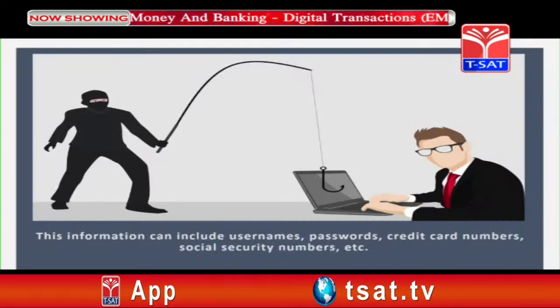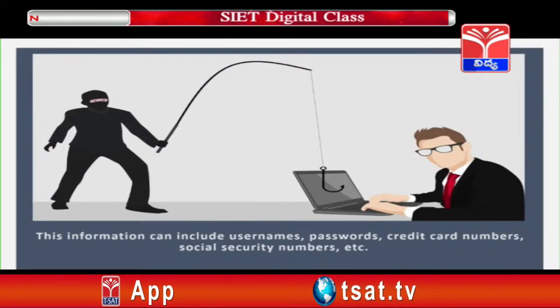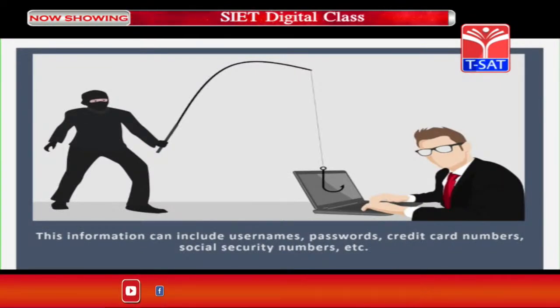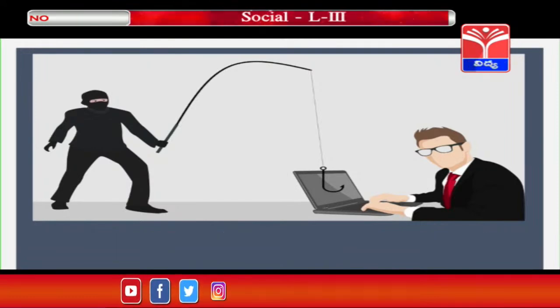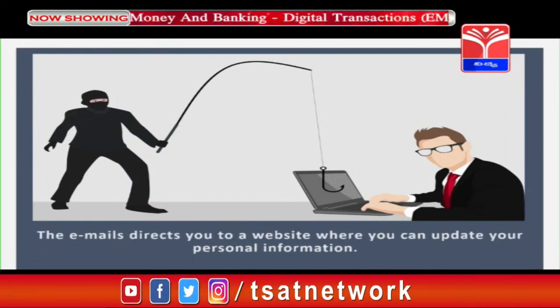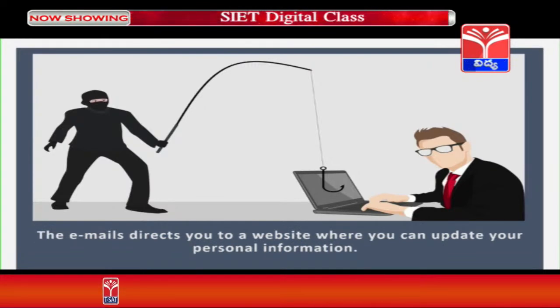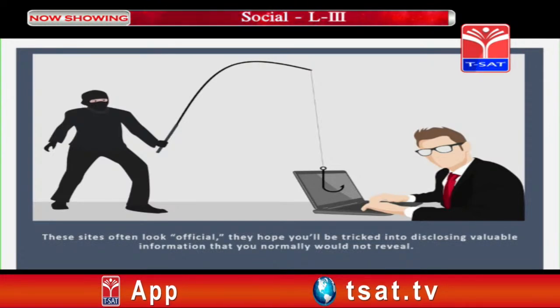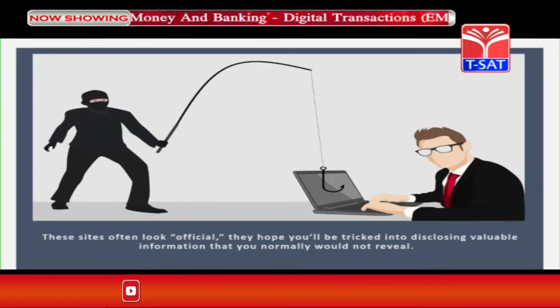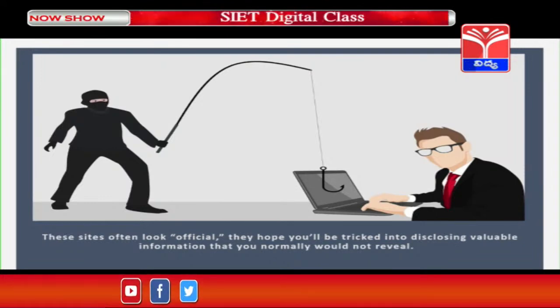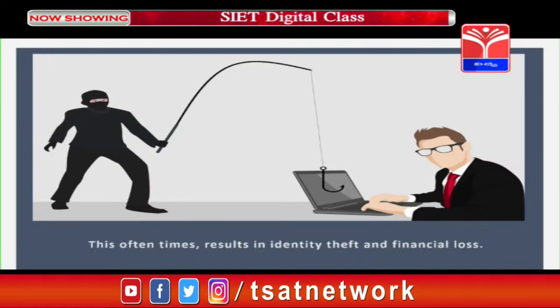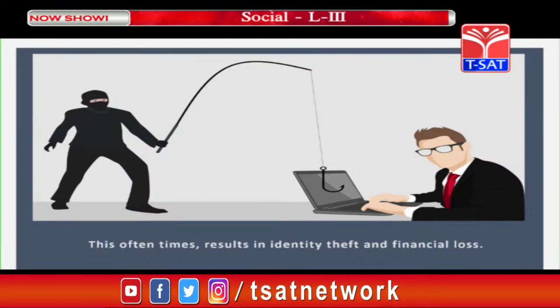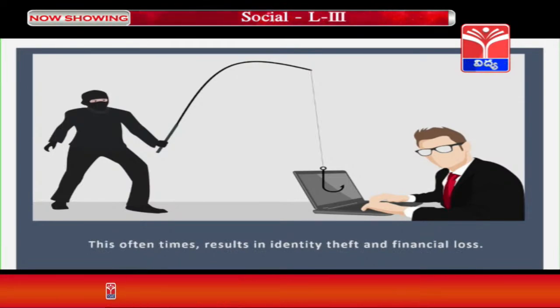While entering those sites, they will be collecting your personal data. This personal data includes usernames, passwords, credit card numbers, social security numbers, etc. And these emails will direct you to the website where you can update your personal information. And these sites often look official. They hope you will be tricked into disclosing valuable information that you normally do not reveal to others. And this often results in identity theft and financial loss.